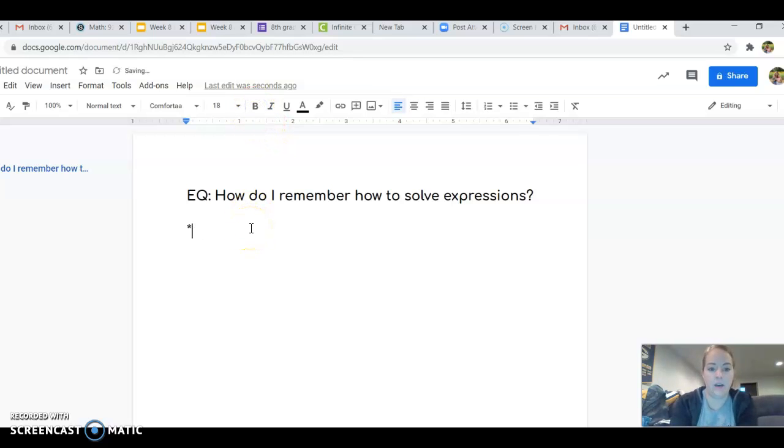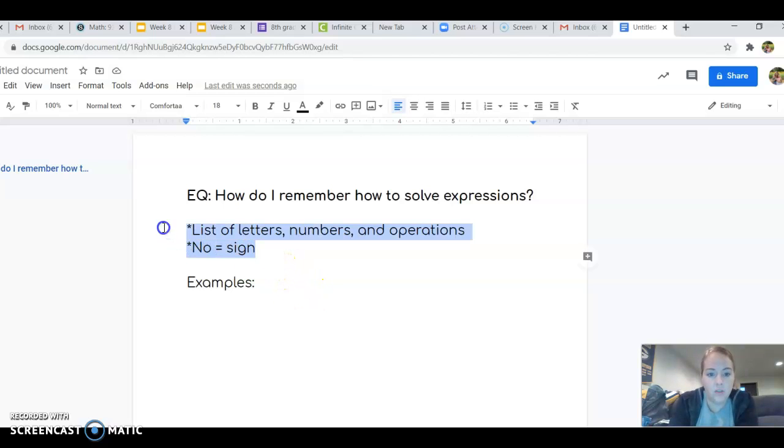So remember, write down that they are a list of letters, numbers, and operations. Operations are like adding, subtracting, multiplying, dividing. Remember when we talked about order of operations last year? There is no equal sign. And then we're going to do 4 examples this morning. So it's just the essential question, these 2 key points about expressions, that they're a list of numbers, letters, and operations, and that there's no equal sign, and 4 examples.